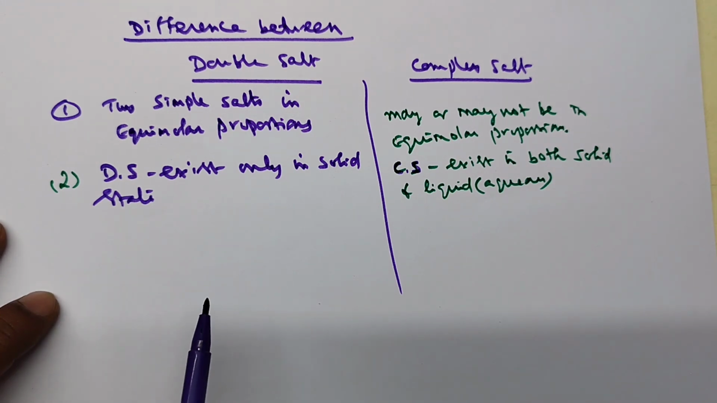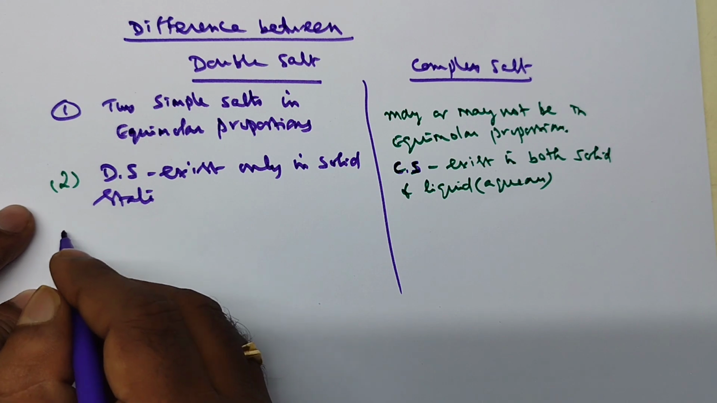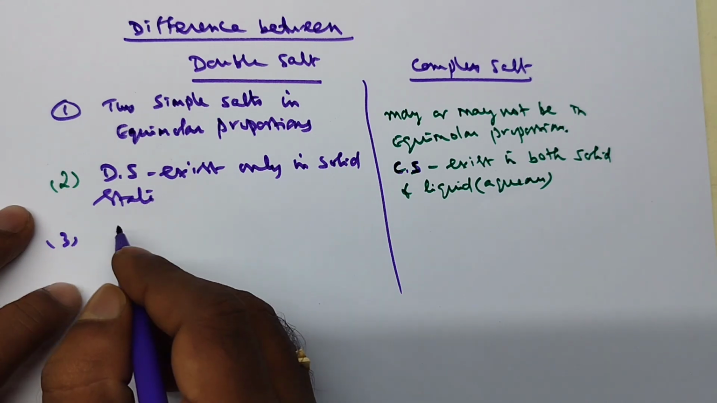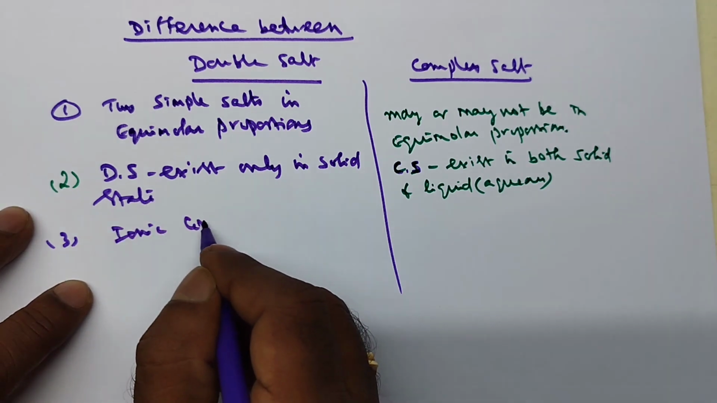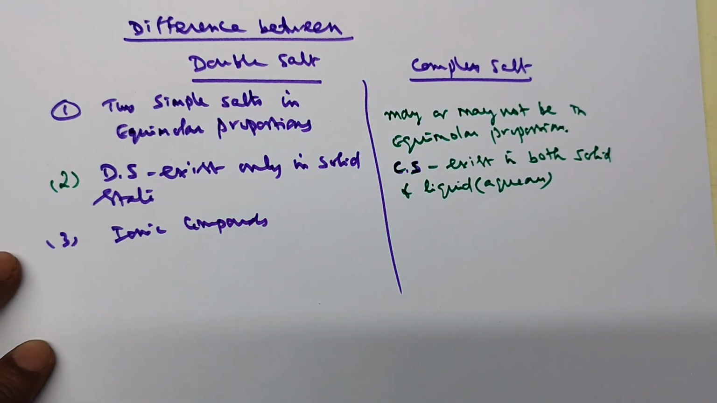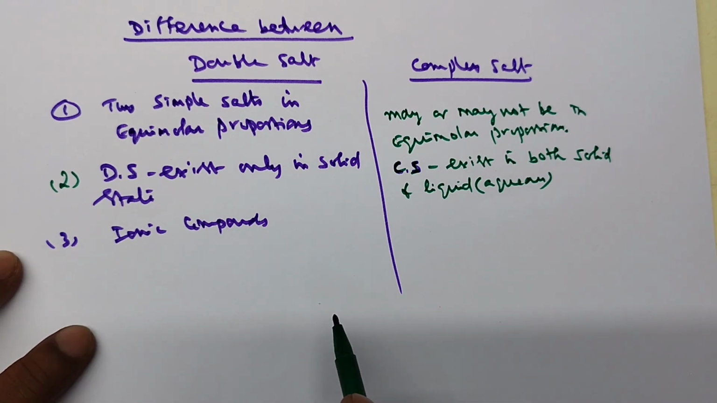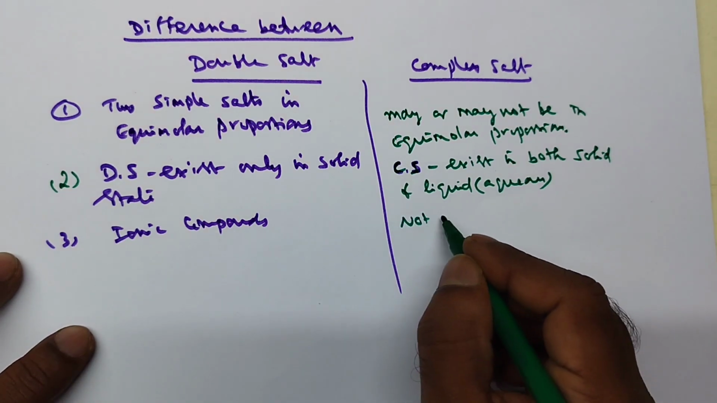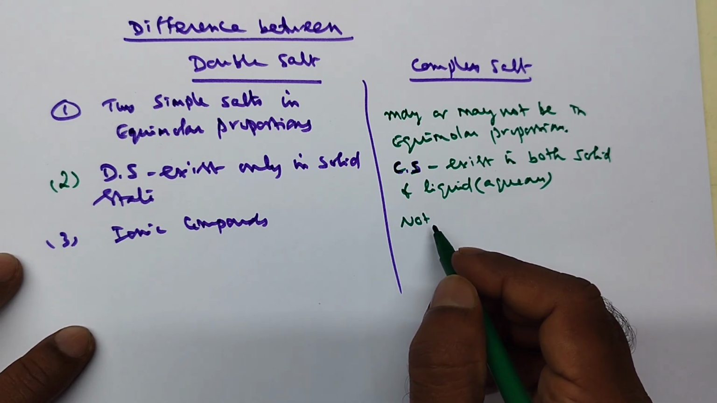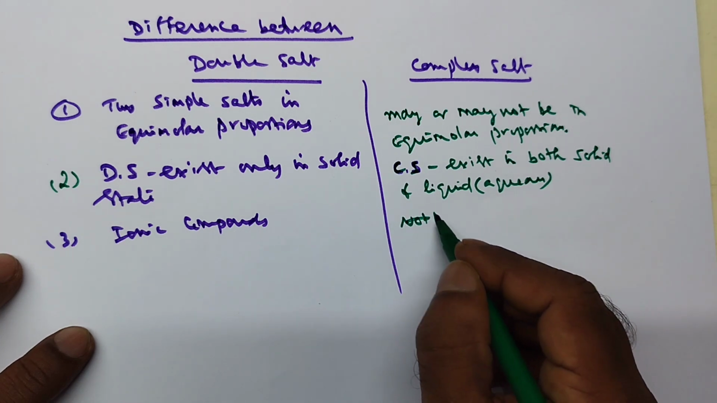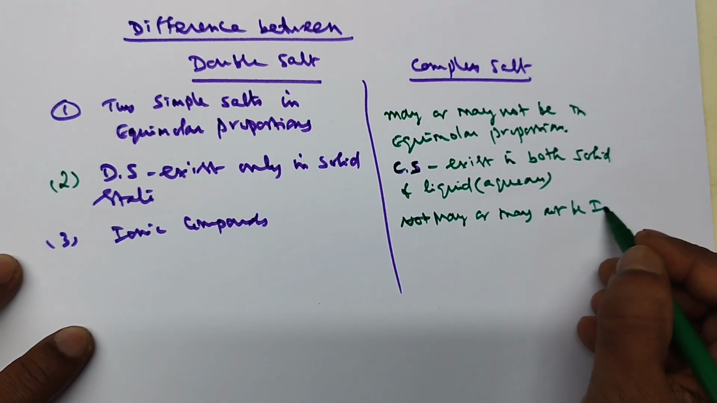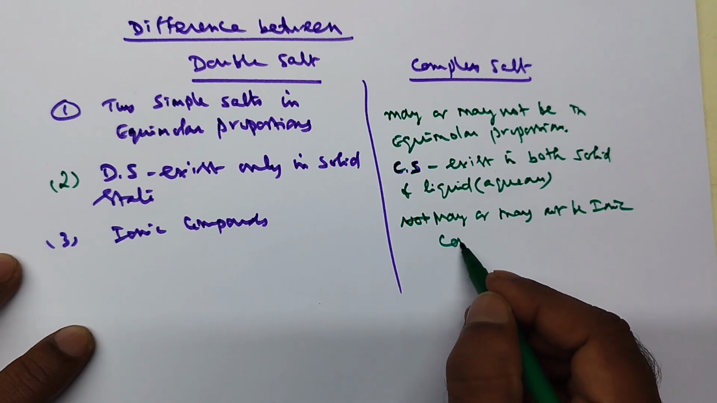Third one: the double salts exist only as ionic compounds. In water it will be dissociated into only ions, whereas here it will be in the complex, not in ionic form. To say it more correctly, it may or may not be ionic, or mostly in complex form.